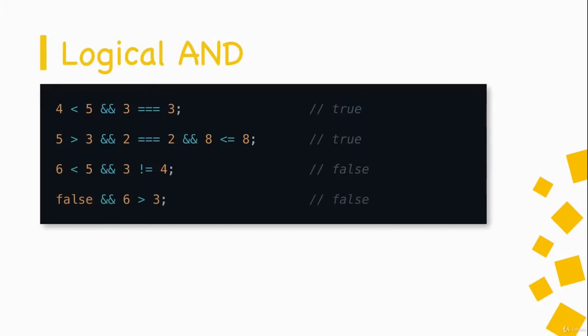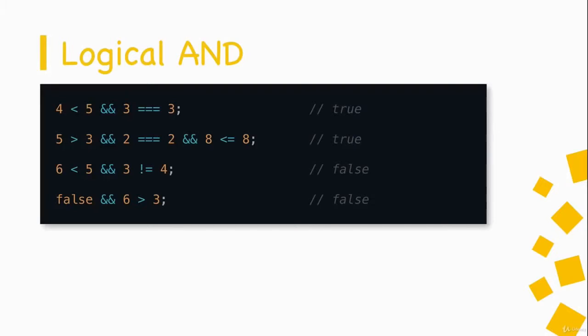And similarly, if you have the boolean false in a logical AND condition, it'll always and automatically return false. Because false means the condition returned false, and even if the second condition returns true, it doesn't matter, it returns false.